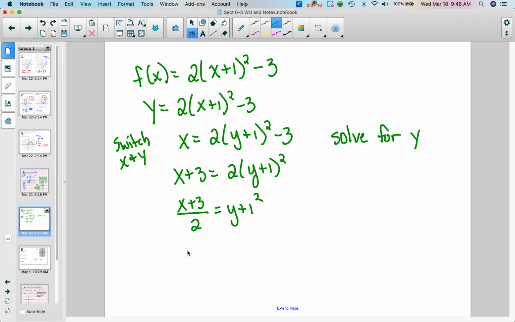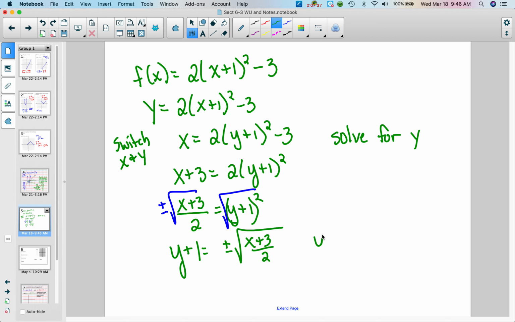Next I have to square root both sides, and hopefully you always remember what you have to do. Oops, I needed parentheses right there first of all. What do you have to do when you square root both sides? Hopefully you said plus or minus. So I'm just going to reverse this. y plus 1 equals plus or minus the square root of (x plus 3) over 2. And then I can say that y equals, I'm going to subtract 1, but I'm going to put it in the front. -1 plus or minus the square root of (x plus 3) divided by 2.